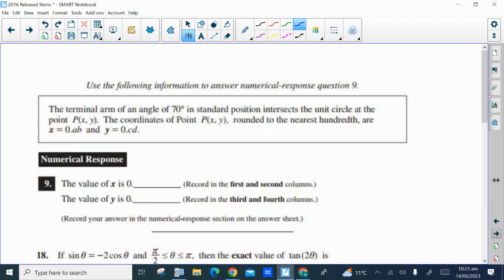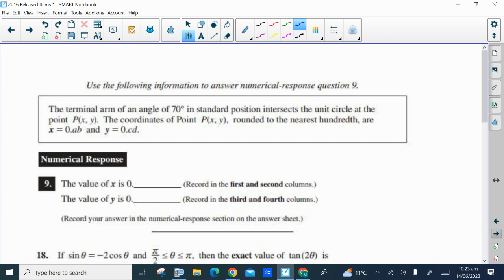Next question. Terminal arm of an angle of 70 degrees in standard position intersects the unit circle at P with coordinates x, y. The coordinates of point P, x, y rounded to the nearest hundredth are x equals 0.AB and y equals 0.CD. So what are the values of x, which is AB, and y, which is CD? So we're going to get 2-digit numbers for each when they're rounded to the nearest hundredth. So to do this, you're just going to use your calculator.